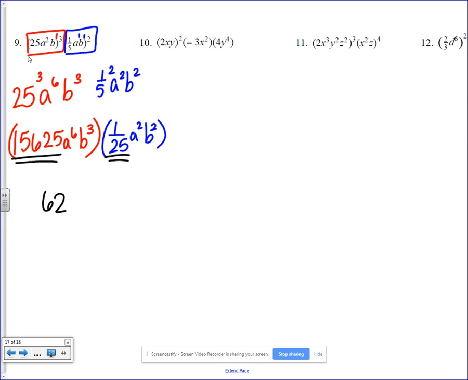$625. Okay, now what are you going to do with your a's? Nope. Now that it's a multiplication problem, these things get added. So that'll be a to the 8th. Same thing with the b's. What's that going to be? B to the... Wonderful.